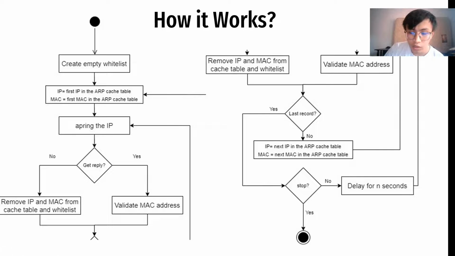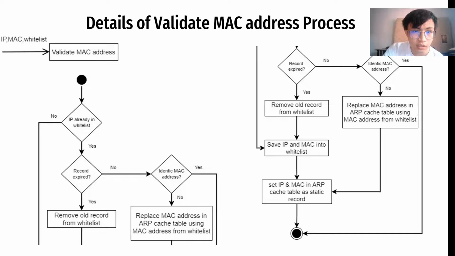So how do we validate the MAC address? This is the detailed process. At first, the system will check whether the IP which has already been checked using ARP is also already in the whitelist. If the IP is not in the whitelist, then the system saves the IP and the MAC address into the whitelist and sets it as a static record in the ARP cache table.